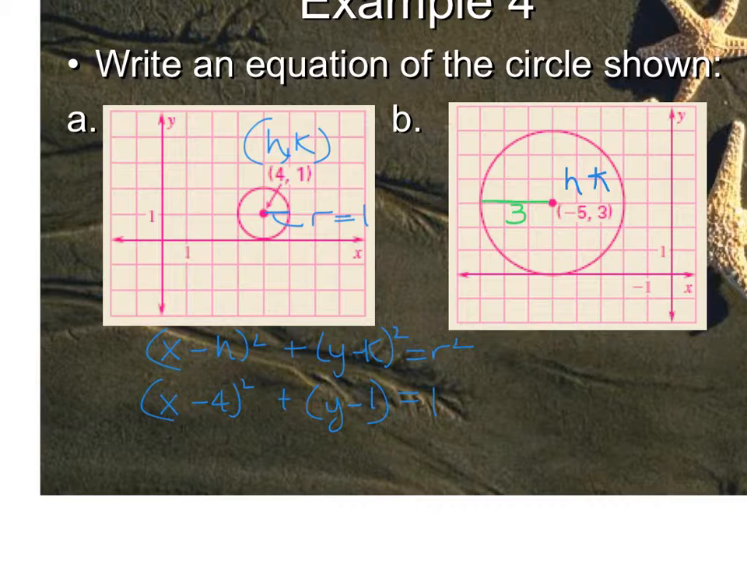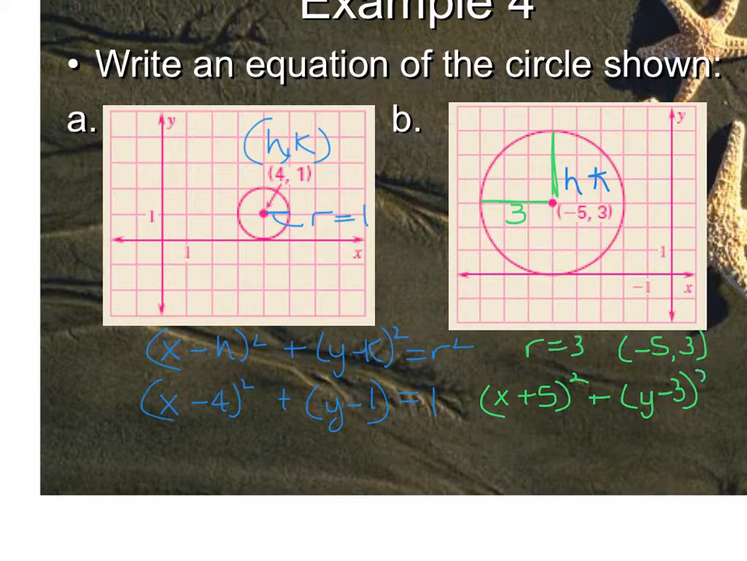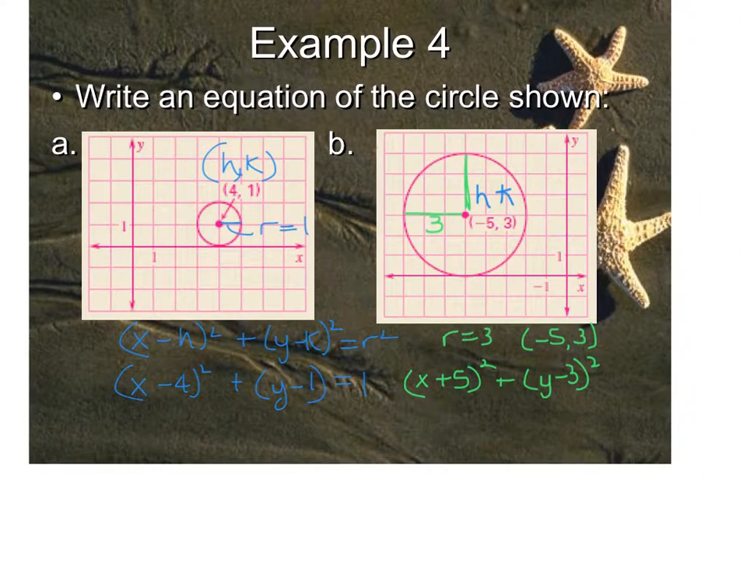And the easiest way is to either count it up and down or side to side. And it doesn't matter if you go to the left, the right, up, or down. So this has a radius length of 3, and then my center is -5, 3, which is my h, k. So again, I'm going to do x, and it's minus minus, so it turns into a +5, and then y minus 3, these are all squared, and it equals the radius squared, which is 9.